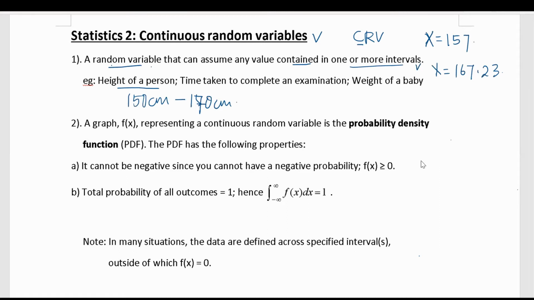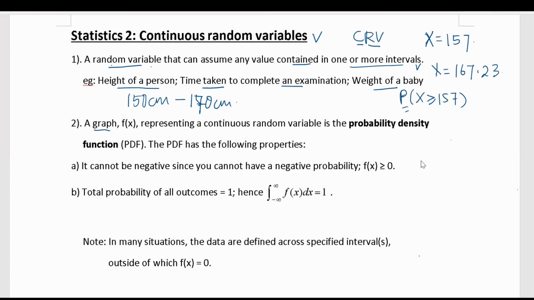So why do we call it a random variable? Because when x is a value of 157 or more than or equal to 157, it depends on probability. Or we have other examples like the time taken to complete an examination or the weight of a baby. These are variables you can measure, and they depend on probability.